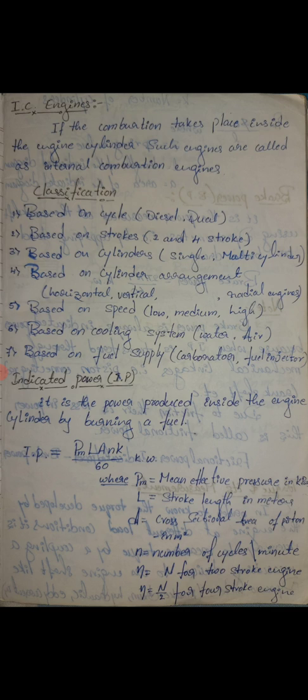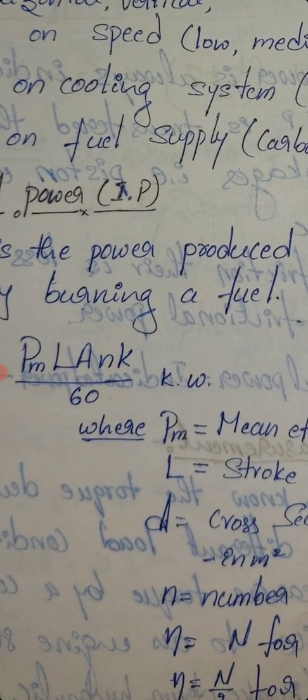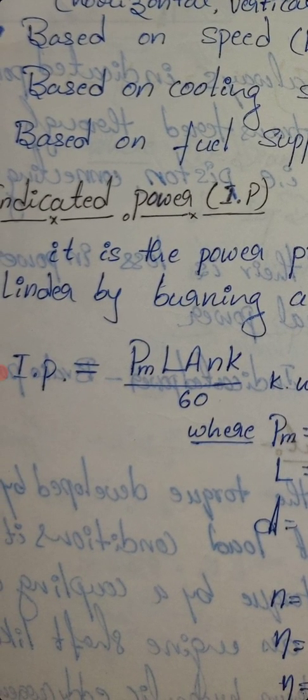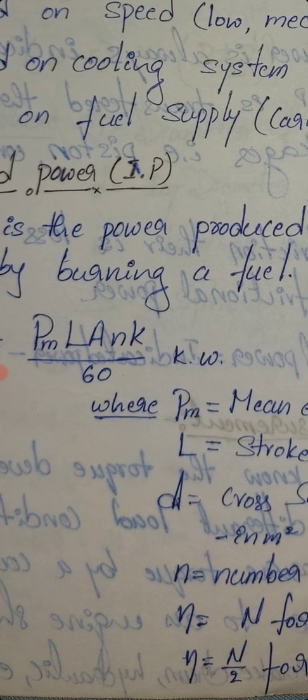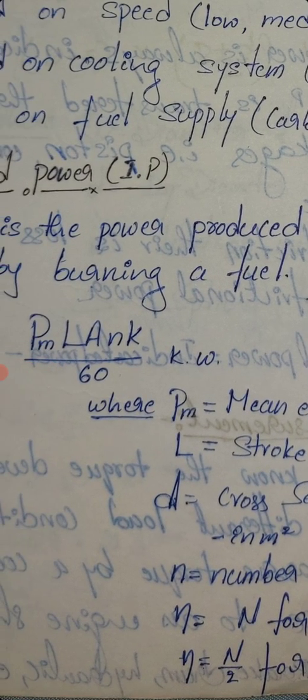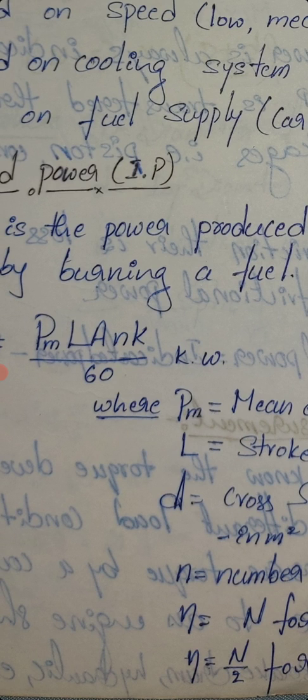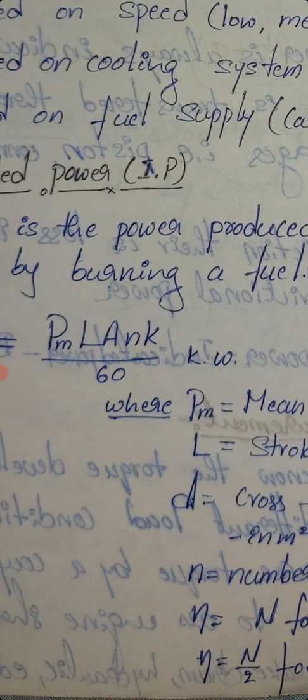And how to calculate this indicated power theoretically: IP equals PLANK divided by 60, in kilowatts. So what is that P? Pm is the mean effective pressure. L indicates the stroke of the engine cylinder, and A is the area of the cylinder. N is the number of cycles, K is the number of cylinders, and this small n indicates the number of cycles.